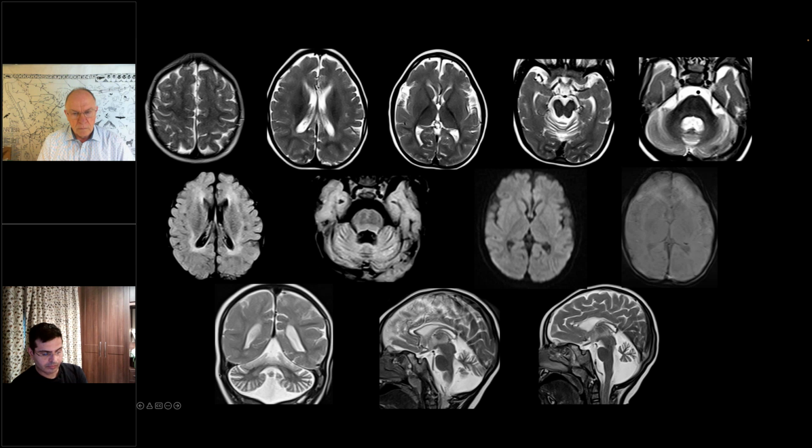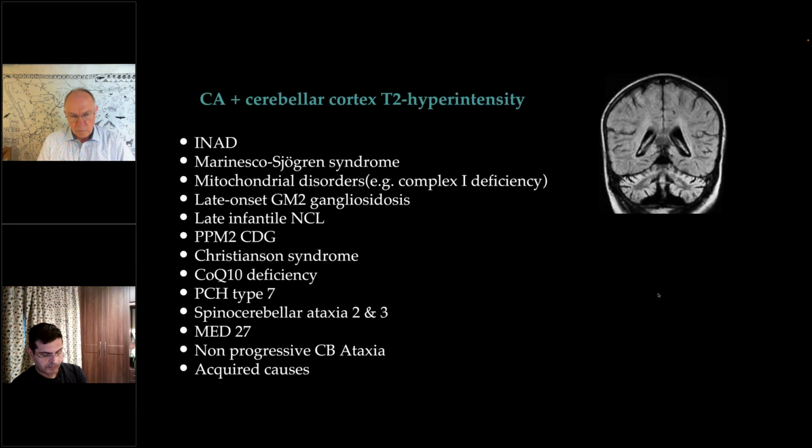Coming to the coronals, again, you can appreciate this cerebellar volume loss in comparison to the supratentorial brain parenchyma. On the sagittal images, again, the vermis demonstrates diffuse changes of cerebellar vermian atrophy, on a background of a microcephalic head. So at this point, thinking of possible diagnosis with an approach to these infratentorial findings, this is a list of disorders which can present with cerebellar atrophy and cortical hyperintensities. And I would open the case for further comments.